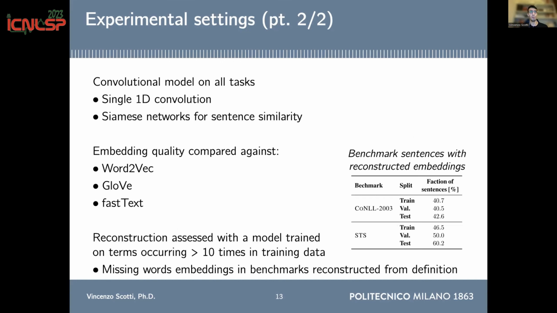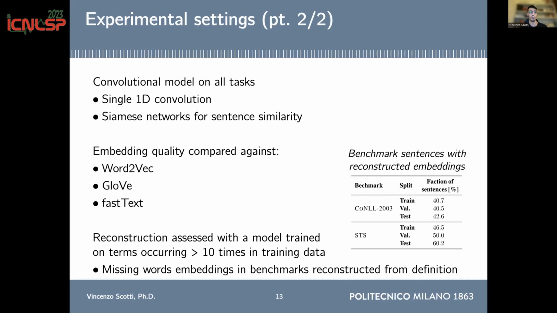We built a very simple convolutional model. We were not interested in building very complicated, transformer-based models, but just very simple ones to test the embeddings. And we used these simple models either alone or in a Siamese configuration for the sentence similarity task. And we trained them starting either from the Def2Vec embeddings or from other word embeddings like Word2Vec, GloVe, and FastText.